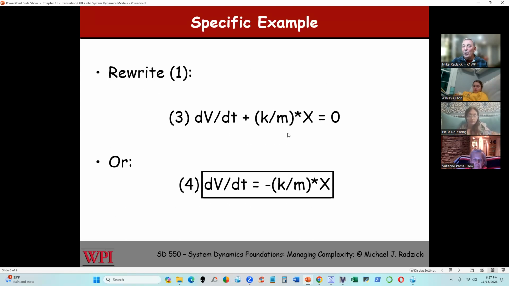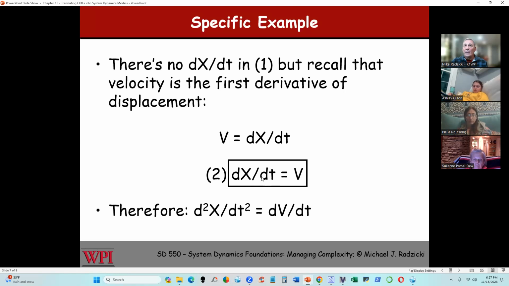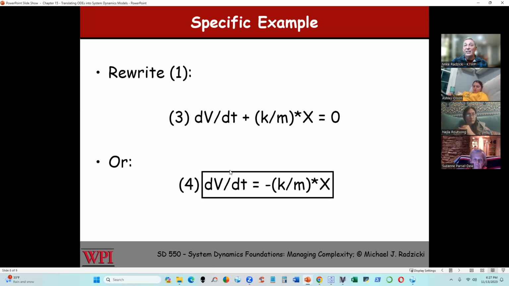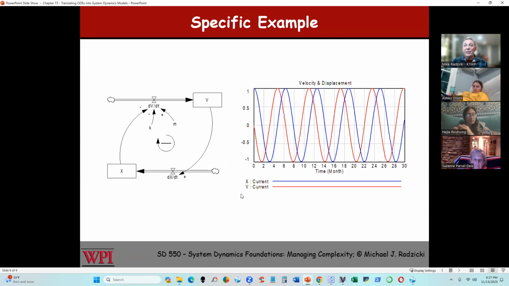Okay, so we put it in now, and we solve for this flow equation. Remember, dx/dt is a flow equation that goes to a stock named x. And it's just equal to velocity, and x is displacement, right? So we solve for this flow equation, and there we have velocity. This would be displacement or position. I just called it x. I should have called it displacement and velocity, or position and velocity, and then acceleration.